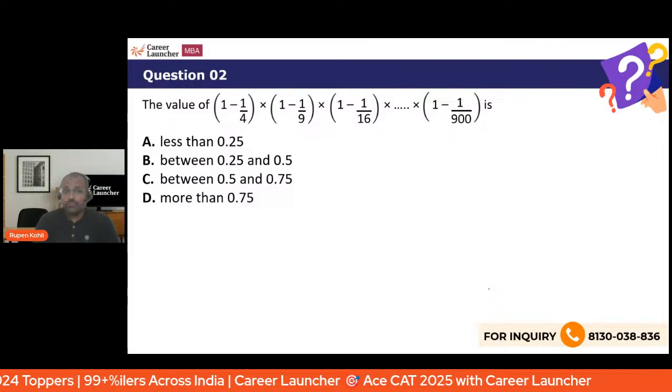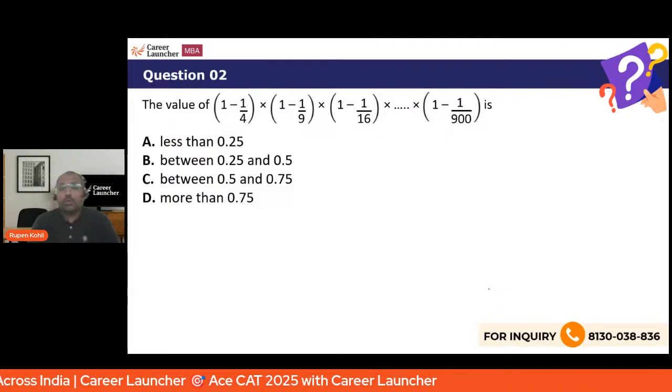Is it less than 0.25? Is it between 0.25 and 0.5? What's the range of this?